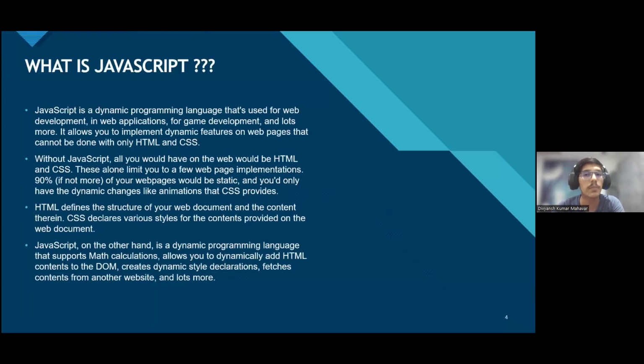So what is JavaScript? JavaScript is a dynamic language that is used for web development, in web applications, web games and much more. Its main feature is that it allows dynamic features on web pages, so you can dynamically change your web pages. Without JavaScript, all we have on the web would be HTML and CSS, which would be static, with only a few animations with CSS.